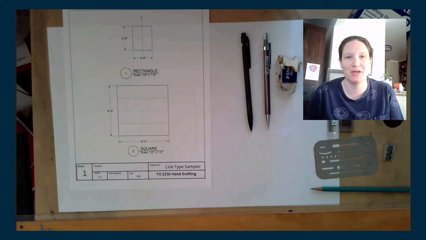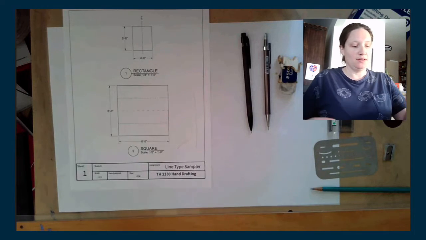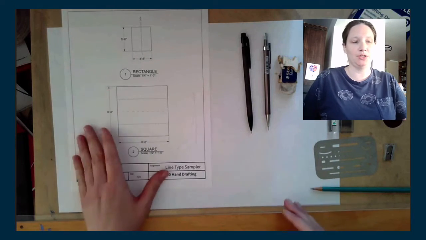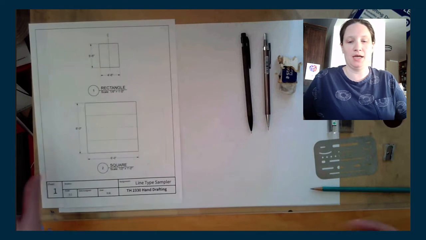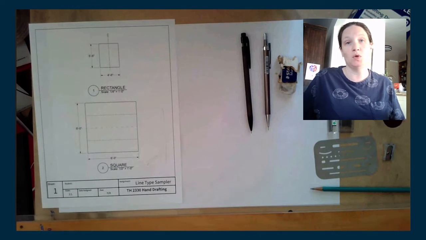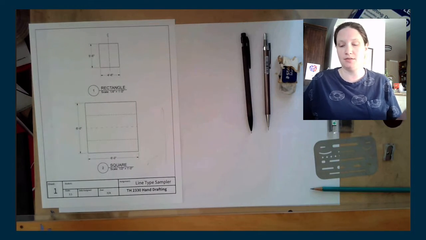All right, you guys, here we go. This is my line type sampler that I've printed out. You can just keep yours up on your screen. And here's the set of tools I'm using in this particular case, okay?